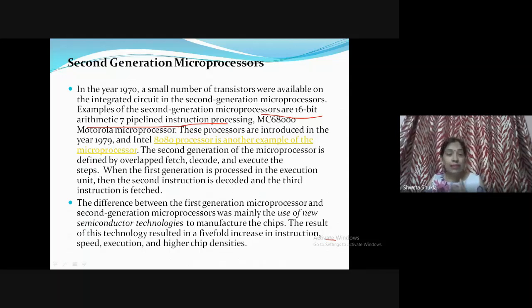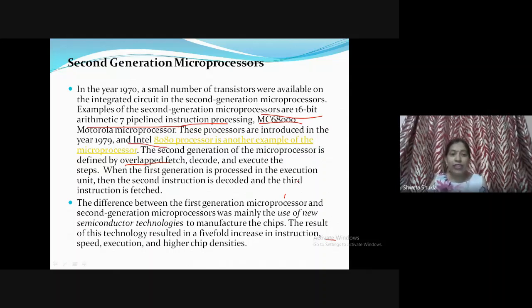Now the examples of second generation microprocessors are the MC68000, which is made by the Motorola company, so it is called a Motorola microprocessor. And then the Intel 8080, you can say that the Intel 8080 is also an example of a second generation microprocessor, along with the MC68000. Okay, so now the word overlapping, as it is written, means the same thing. When you are decoding the first instruction, you are fetching the second one, so there is some kind of overlapping.